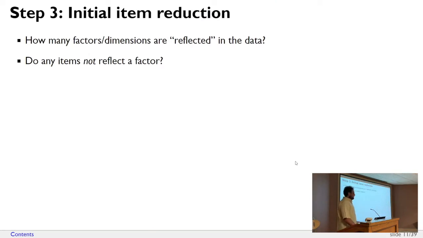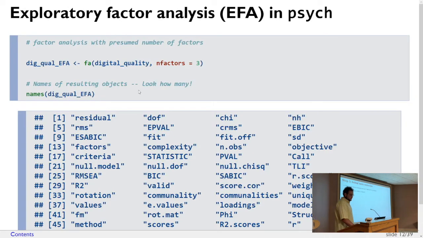So we're talking about factors or dimensions. So this is dimensionality reduction. We're not doing principal components. We're doing factor analysis because we're more interested in measuring a latent variable than just composing this down based on the variance. So how many factors or dimensions are reflected in the data? Do any items not reflect a factor? Those are going to be the two things that we do, and we'll do both of these in this step.